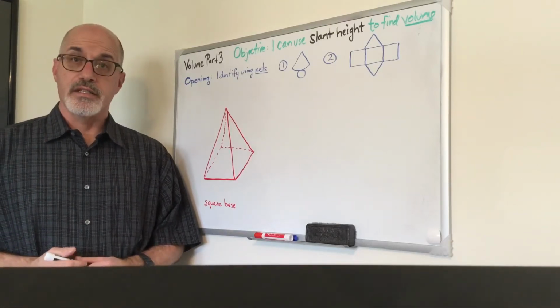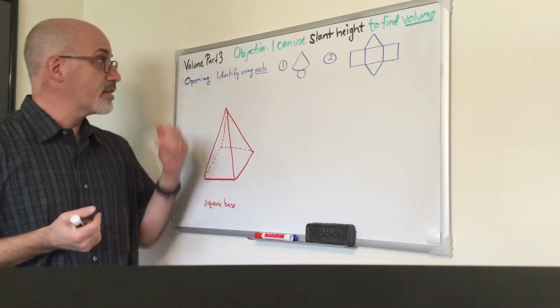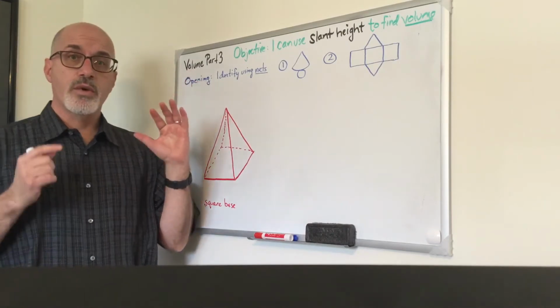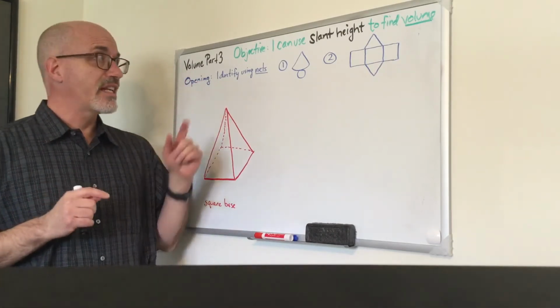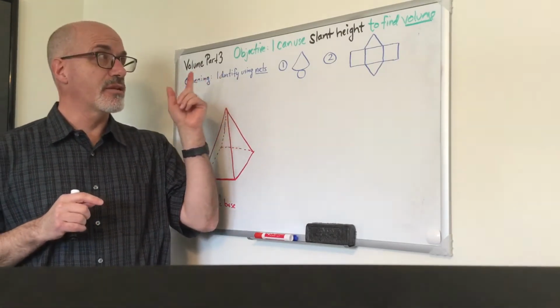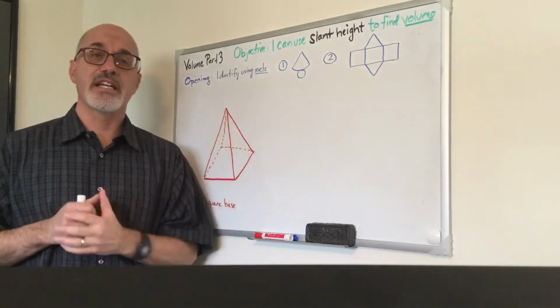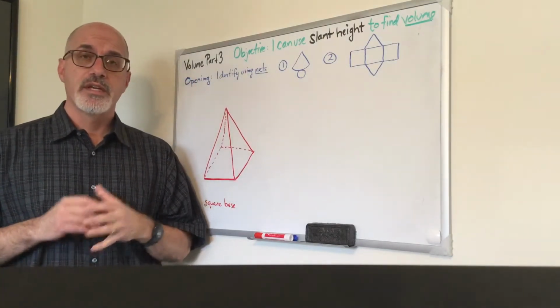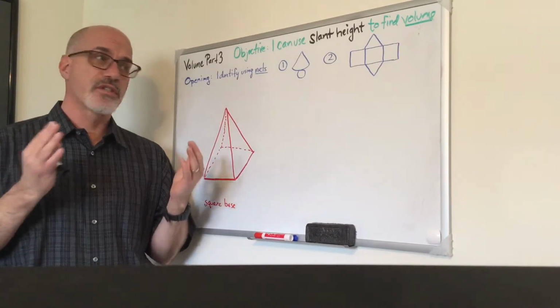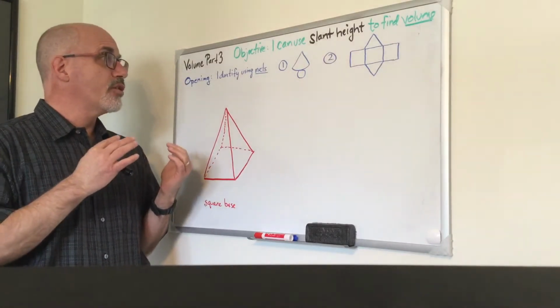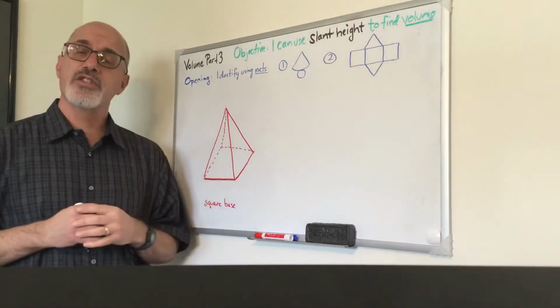For this lesson, it's the third part of our lesson on volume. We're going to look at what's called the slant height. So our objective is, I can use the slant height to find volume. To start us off, though, I want us to start with an opening where we use nets to identify figures, just to review a little bit.